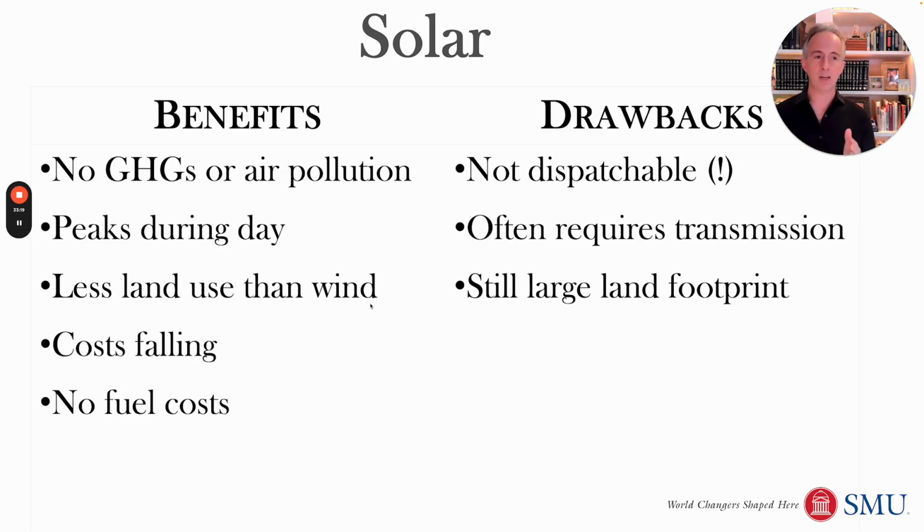Drawbacks, as we said with wind, it's not dispatchable. You can't choose when it goes on. Often requires transmission, although not always. It sometimes can be located a little bit closer to cities, and certainly we have rooftop solar as well, but it still does have a large land footprint. And I should note, unlike wind, where you often have agriculture underneath, solar farms very rarely have any agriculture underneath. In theory, it's possible. In practice, it hardly ever happens.